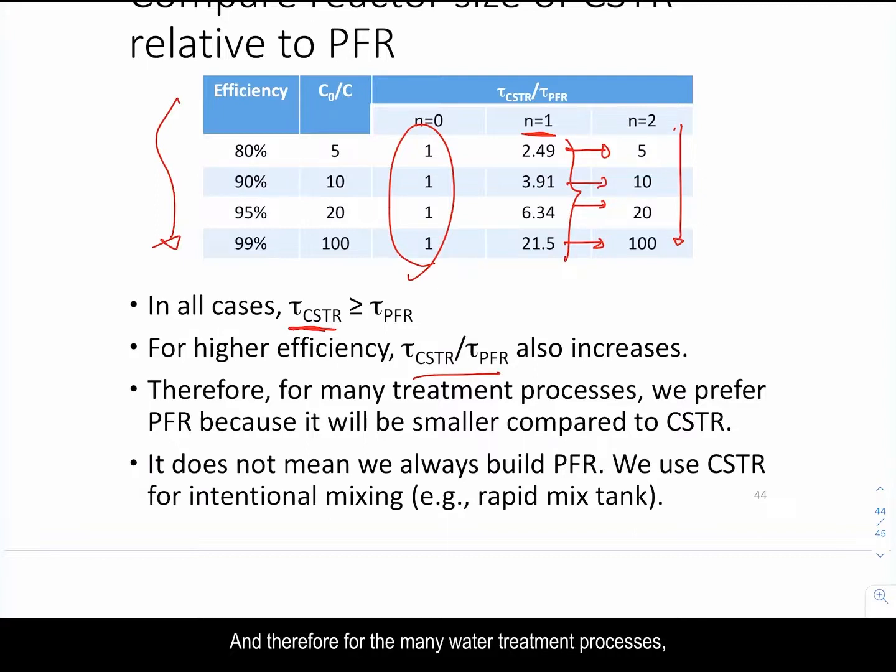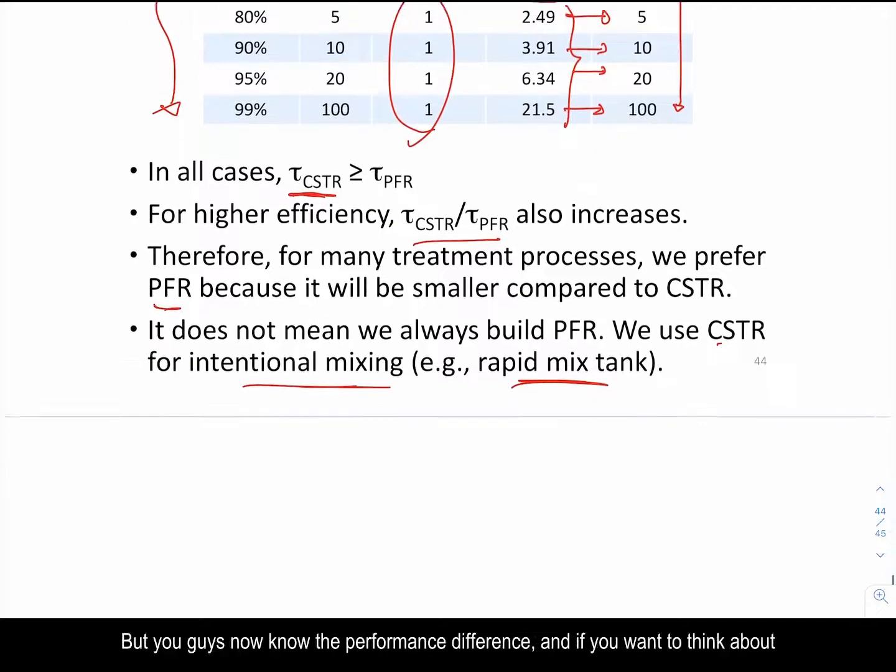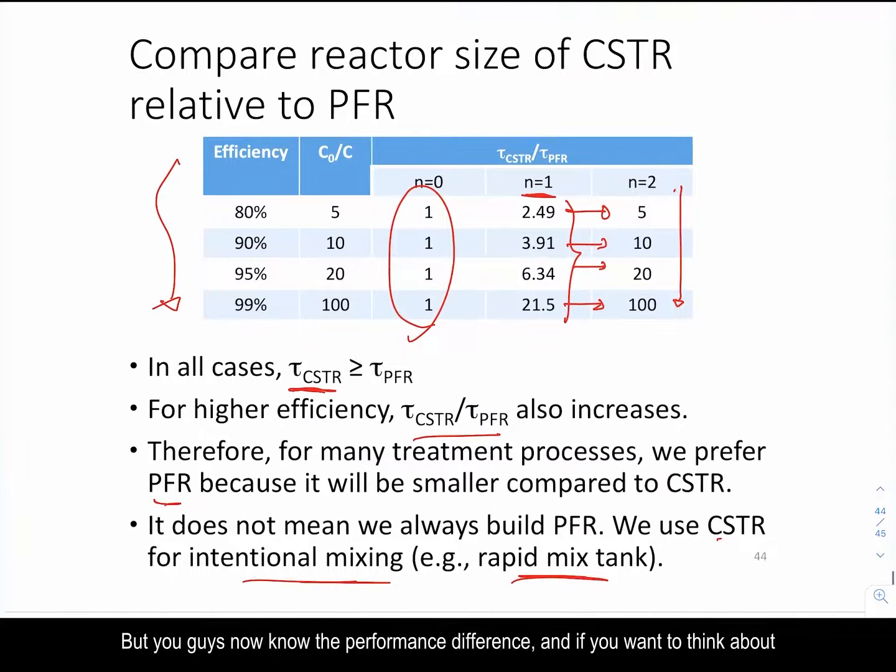And therefore, for many water treatment processes, we prefer PFR because it will require a smaller footprint or smaller volume of the reactor compared to CSTR. However, it does not mean that we always build PFR. We sometimes also use CSTR for intentional mixing, like rapid mix tanks and so on too. Okay, but you guys now know the performance difference.